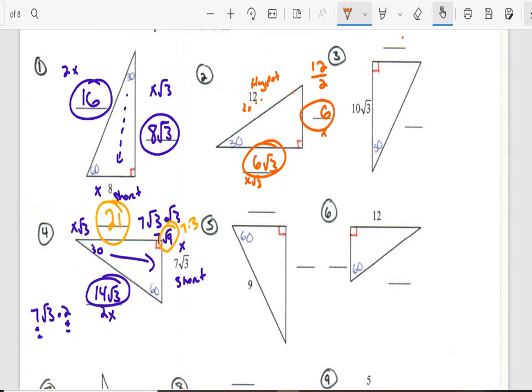For the next one, number 5, this one's not as user-friendly, but it's definitely doable. For this one, you're told that the hypotenuse is 9. So again, we go backwards. So if we do 9 divided by 2, it's going to end up being 4.5. And therefore, the long leg, it's 4.5 root 3.